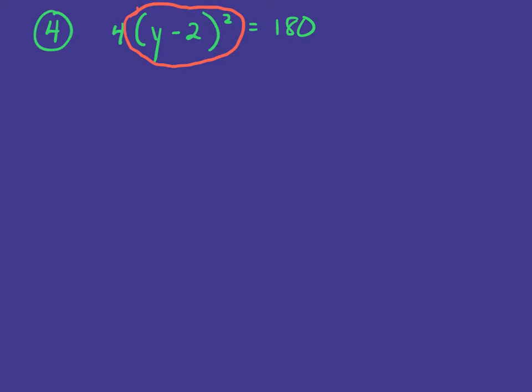So since the 4 is being multiplied, I'm going to go ahead and divide 4 on both sides. That'll cancel out the 4's on the left. And we'll be left with y minus 2 squared equals 180 over 4, which is 45.